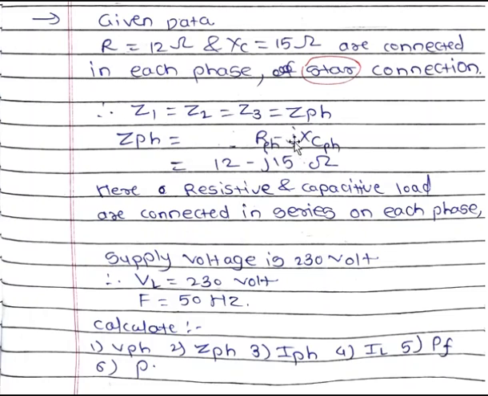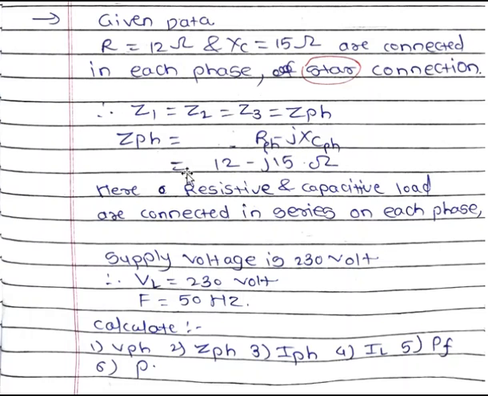Here the minus sign is used because a capacitive type of load is connected in series with the resistive load. Therefore we write the minus sign here. In previous examples we wrote RPH plus JXLPH. In those examples inductive load was connected in series with the resistive load. Therefore in case of inductive load we write the positive sign, but in case of capacitive load we write the minus sign, RPH minus JXCPH.